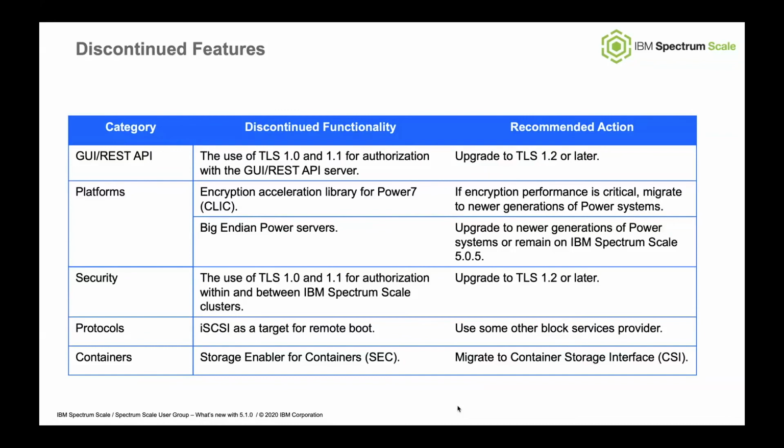From a protocols perspective, I think we've tried this over time. It should be no surprise that iSCSI is not there anymore. So use block services differently, Spectrum Scale is not doing that anymore. And then from containers, storage enablers for containers was something we used to have. Now that CSI has matured over the last year, that's the action that we want everyone to consider and move forward towards.